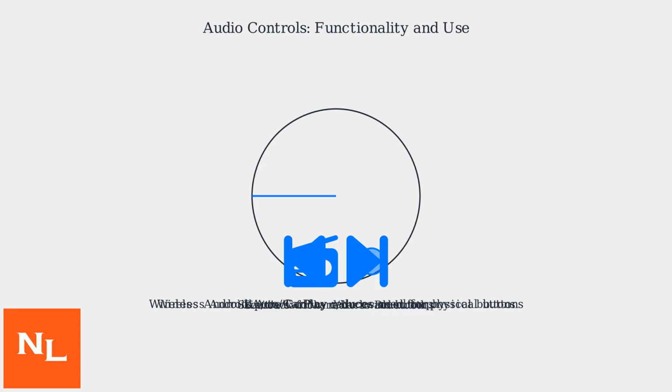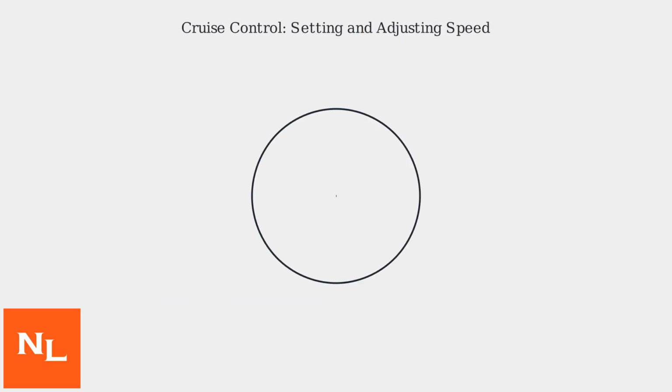Recent updates enable seamless wireless Android Auto and Apple CarPlay integration, reducing the need for physical audio buttons when using paired smartphones. The cruise control buttons are located on the right spoke of the steering wheel.